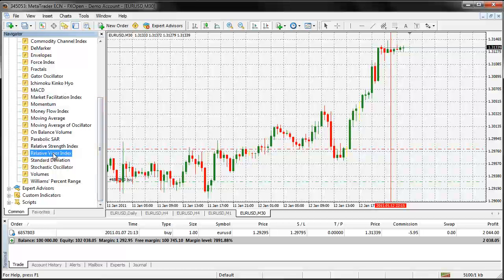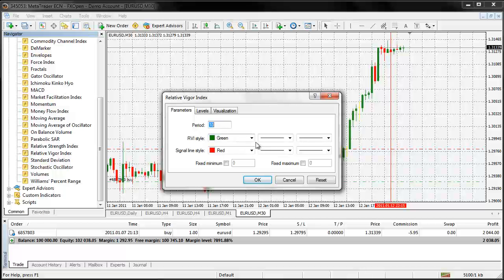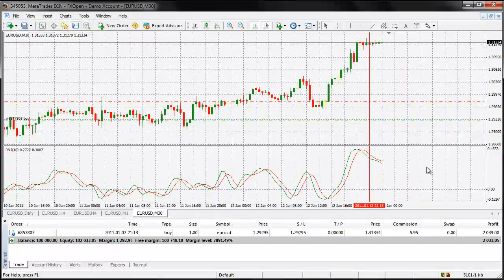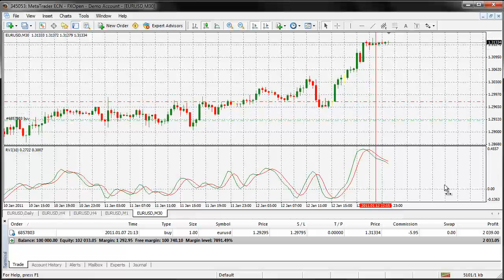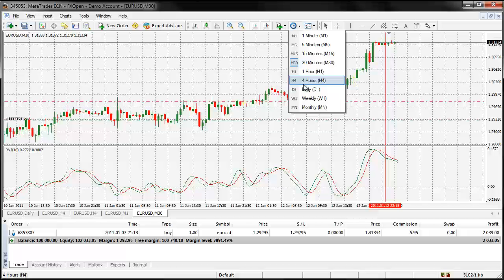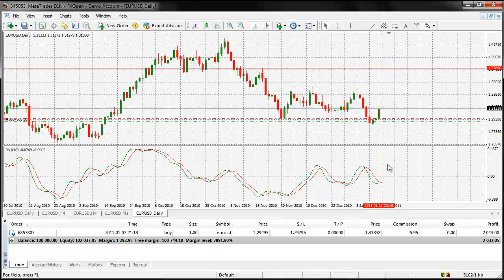Alright, the first one might be a little bit easier for you to understand, and this is called the relative vigor index. Go ahead and just plonk this onto the chart, and I believe it does have values in there for some reason. Let's go to a higher time frame, maybe daily.